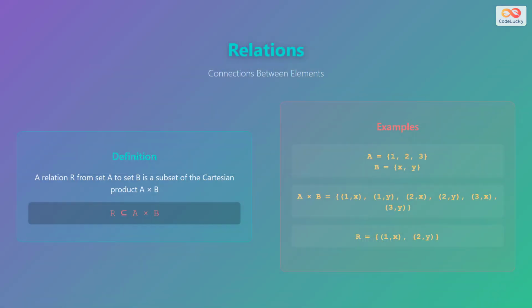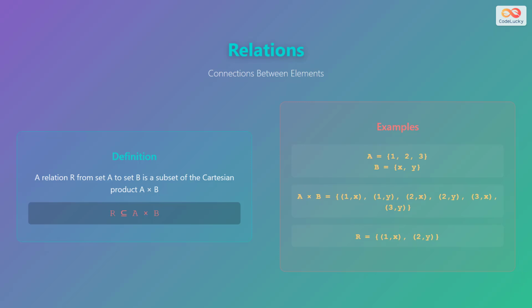Let's shift our focus to relations. A relation R from set A to set B is a subset of the Cartesian product A cross B. In simpler terms, it defines how elements of A are related to elements of B. The formula here, R is a subset of A cross B, mathematically represents this definition.